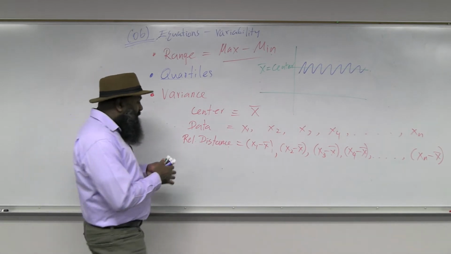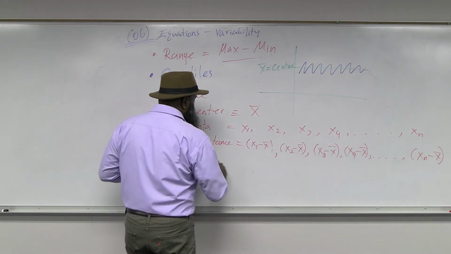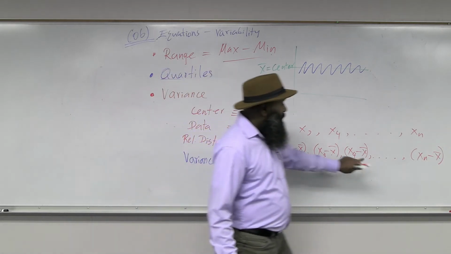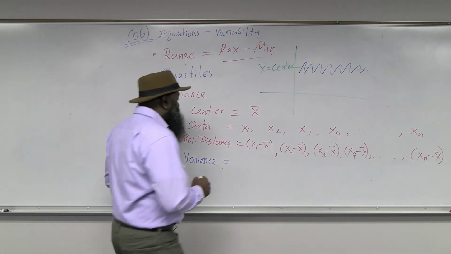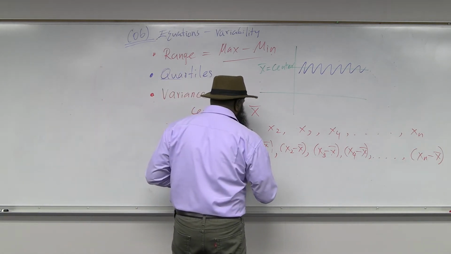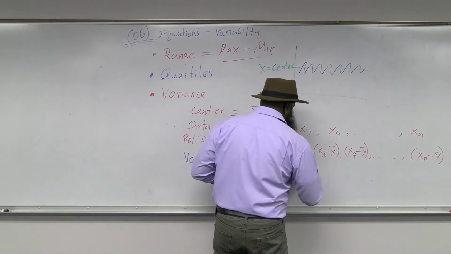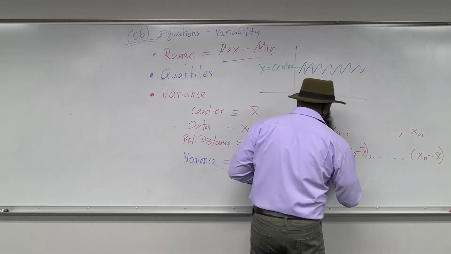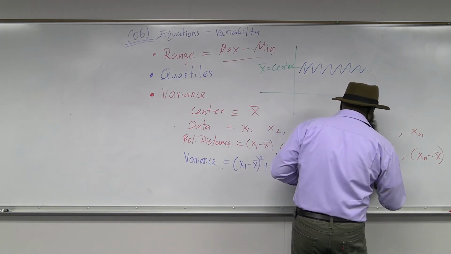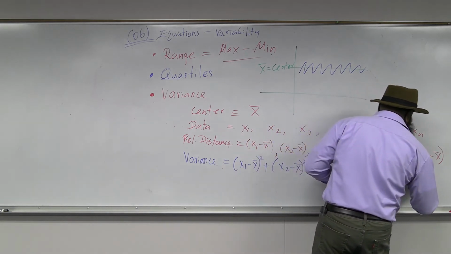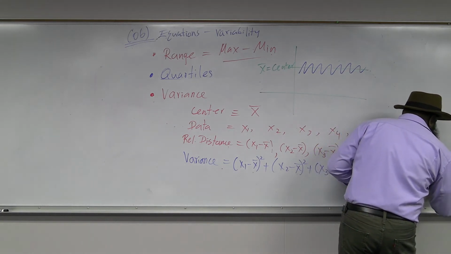So what we do for variance is we square these things. Each difference is squared. When you square them, they all become positive. So x1 minus x bar is squared, and then I can add x2 minus x bar squared, then x3 minus x bar squared, plus x4 minus x bar squared, up to xn minus x bar squared.